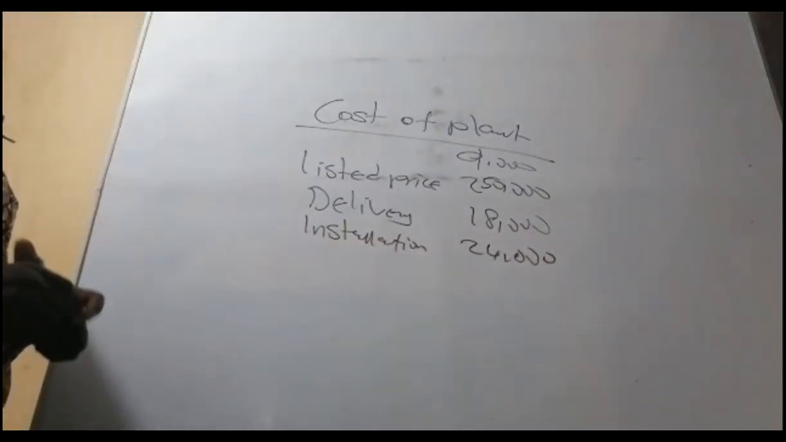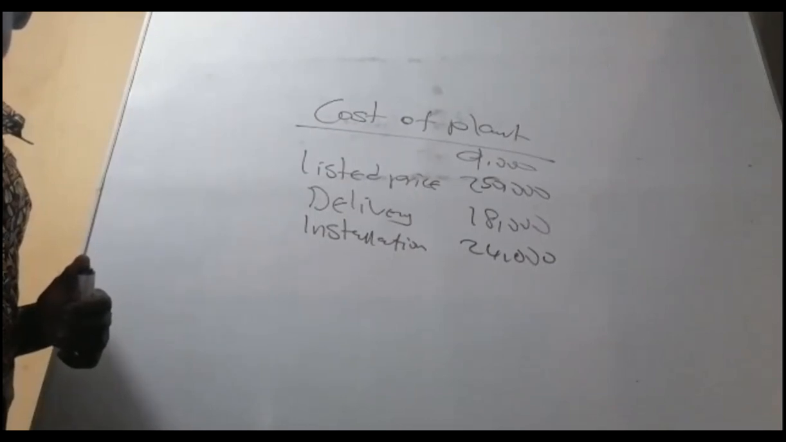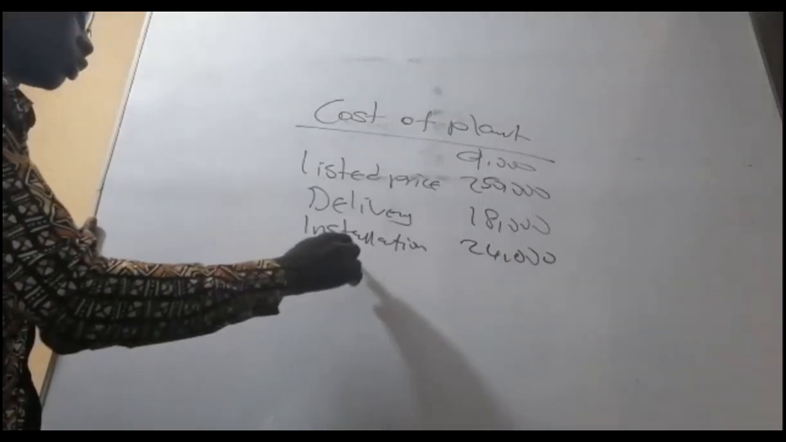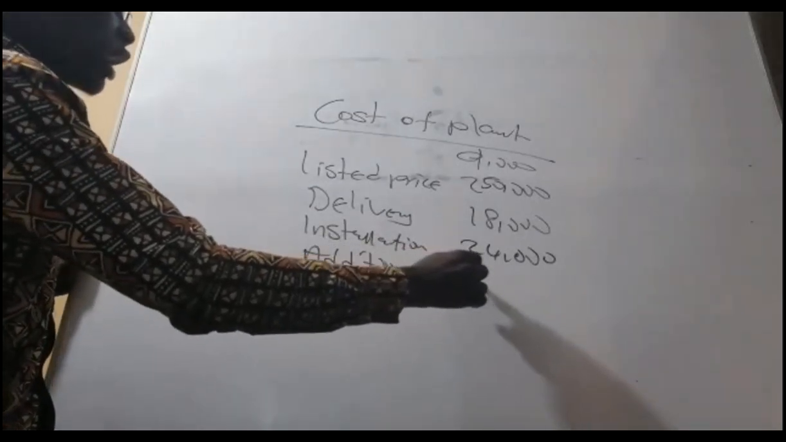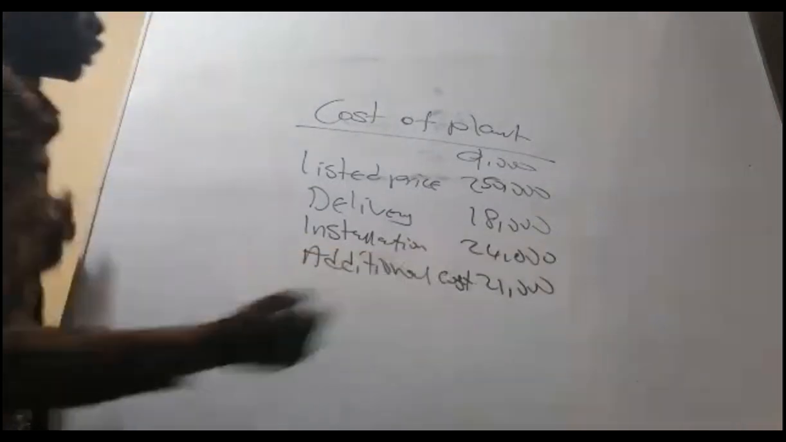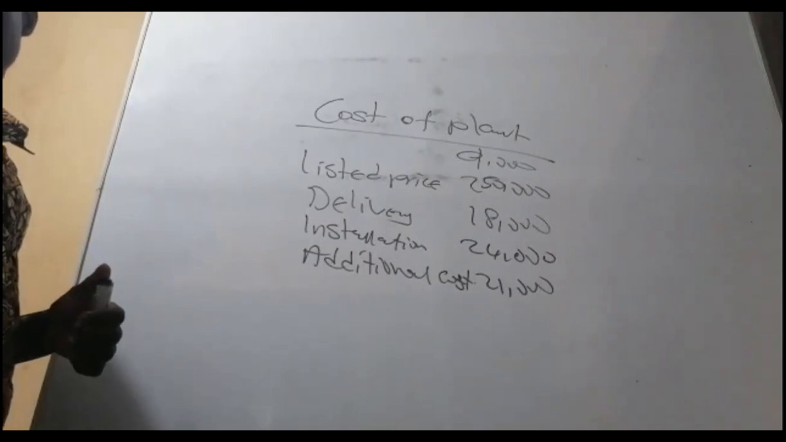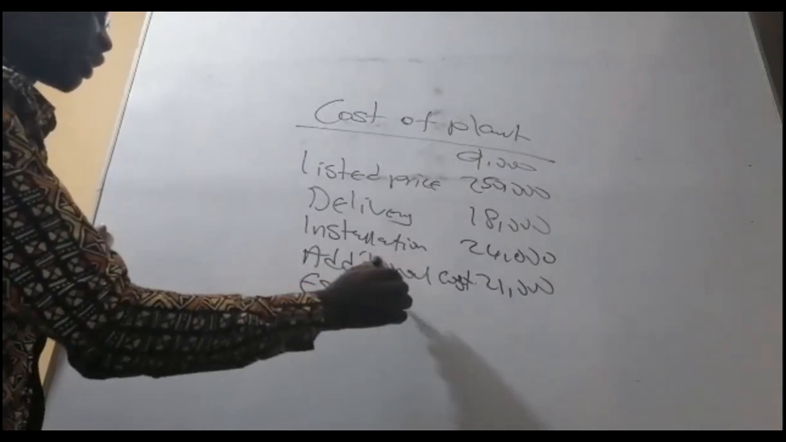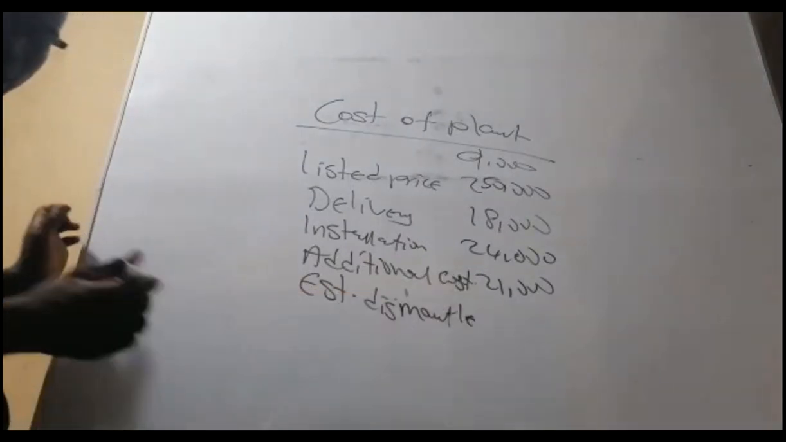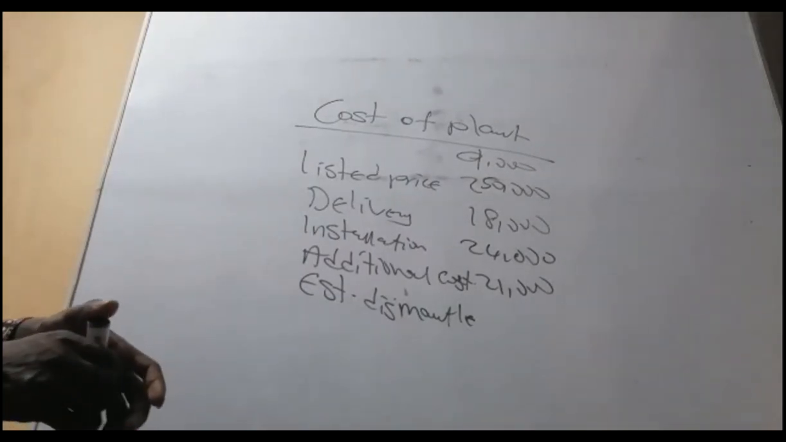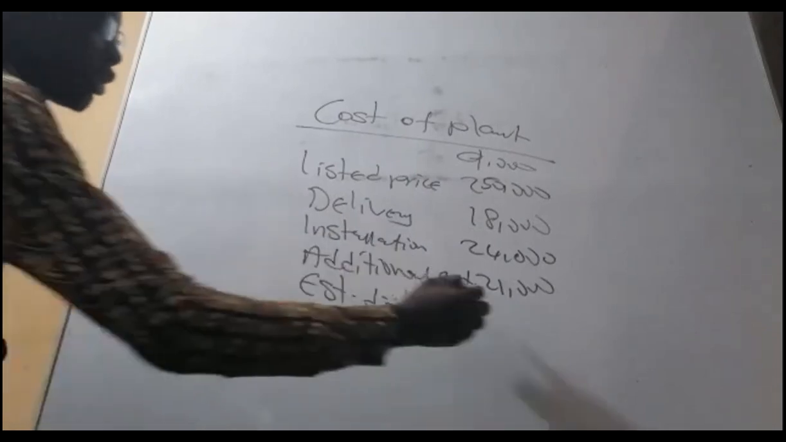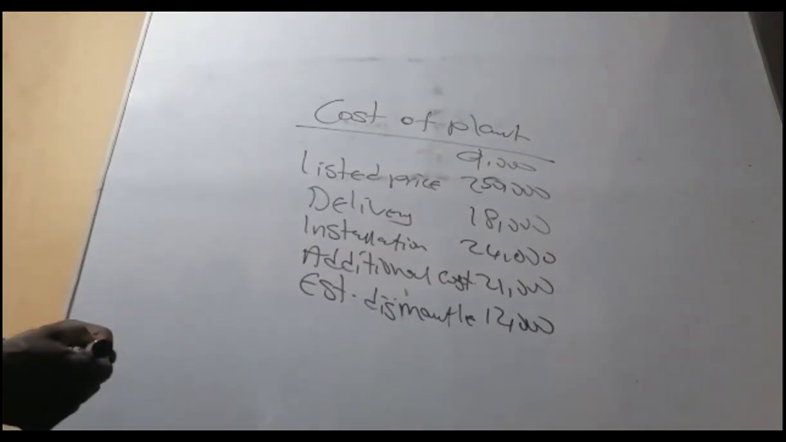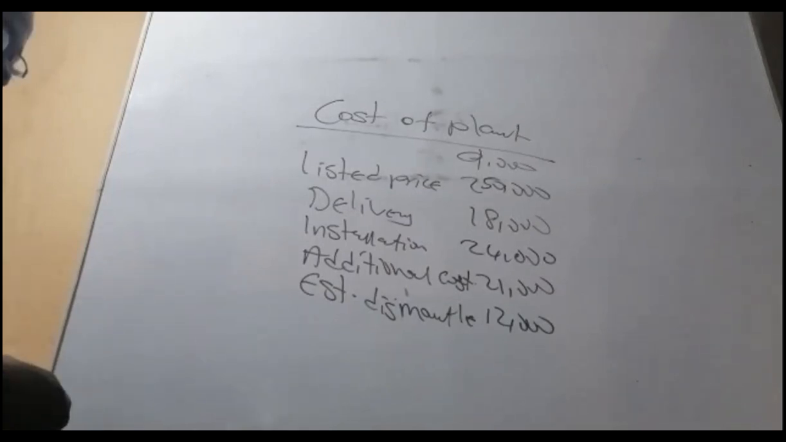Then what again? Then additional cost, the 21,000 additional cost incurred. Then the estimated dismantle cost, 12,000. For this dismantle cost, we have to look for the present value. Because in this question, the examiner was silent about the cost of capital, I'm not going to calculate the present value, and we cannot assume any cost of capital. So we will not find the present value of the dismantle cost. Ideally, we should find the present value.